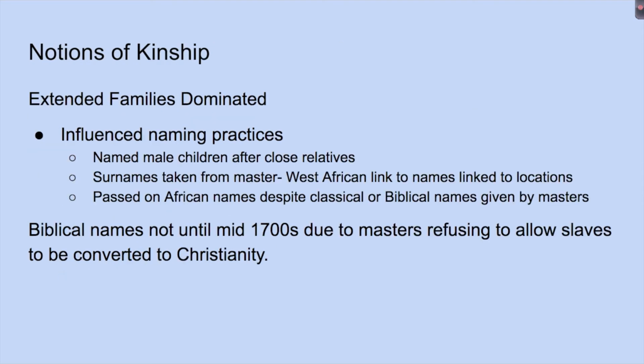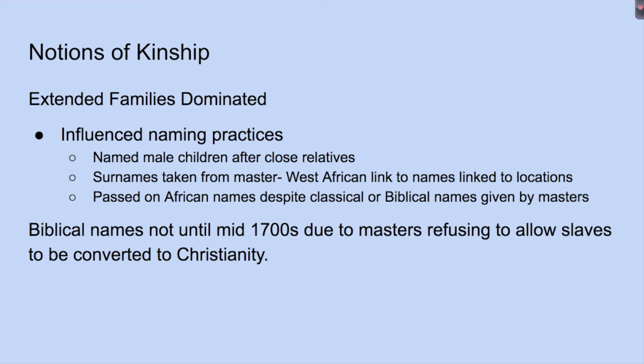So, just like we had in West Africa, extended families are still going to be very important to African Americans. It's going to influence their naming practices. For example, male children may be named after close relatives. Their surnames or their last names are going to be taken from their master, but if they continue with a West African name, it's usually linked to a location. African names will be passed on despite slave owners giving classical or biblical names.